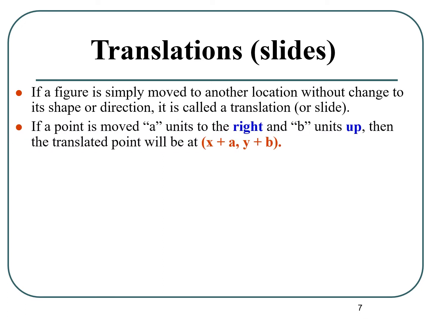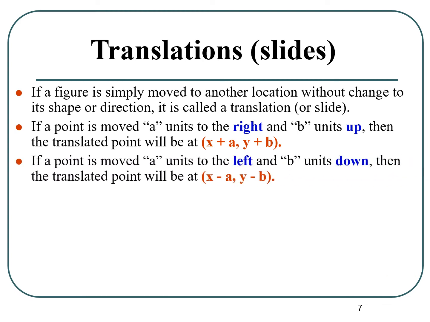So we have the rules. If a point is moved a units to the right and b units up, then the translated point will be at (x plus a, y plus b). When we are talking of right and up, it should be plus. But if we are talking of left and down, it should be minus.